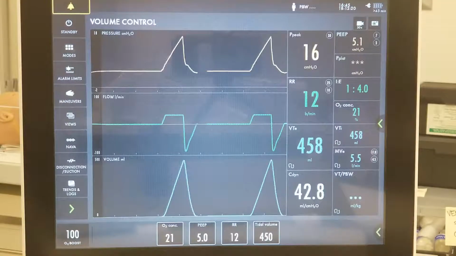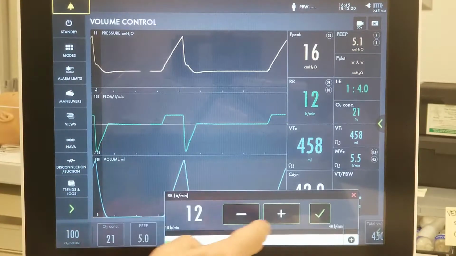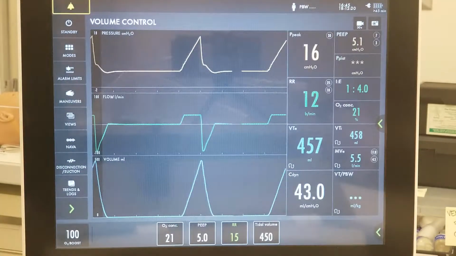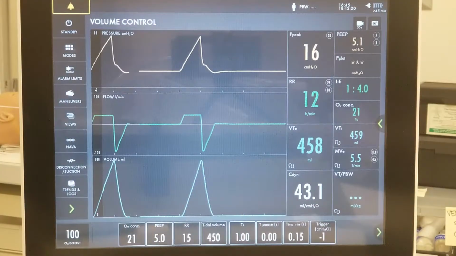The next order under 3D is to increase our frequency to 15. So we will go and do that. Let's accept. And now we have increased the respiratory rate. Well, what impact has this had?